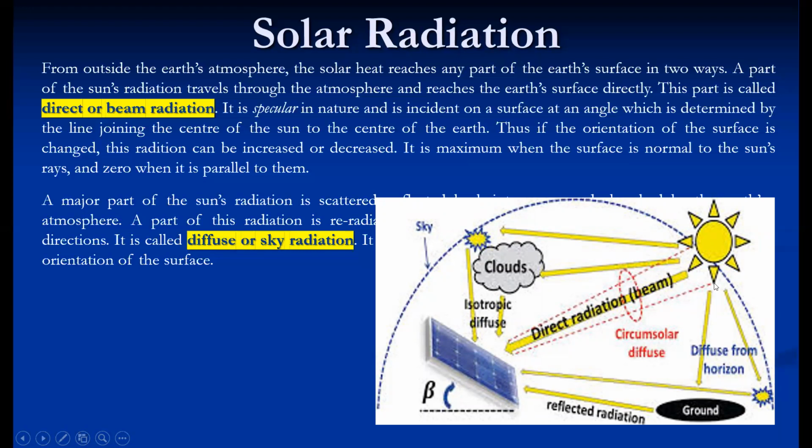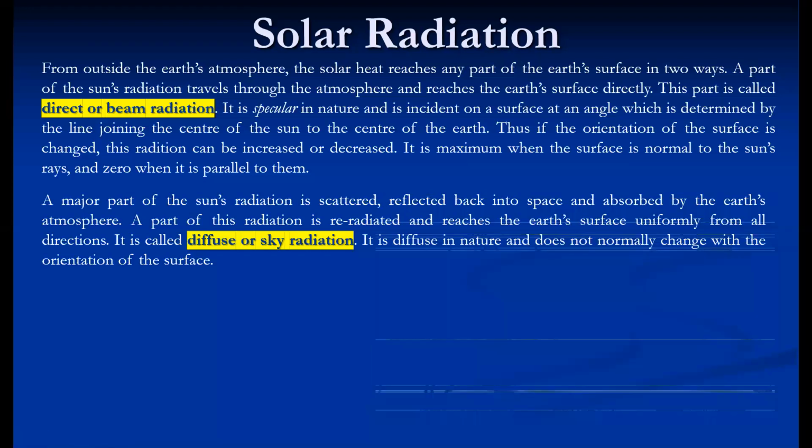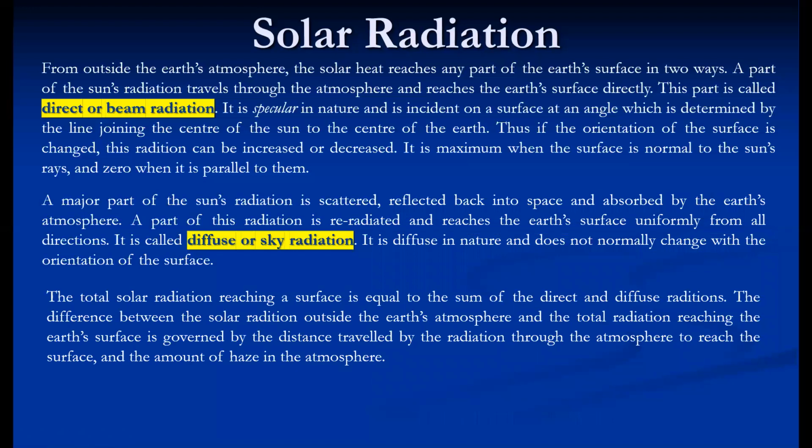It may be horizontal diffuse radiation, circumsolar diffuse radiation, isotropic diffuse radiation, or reflected diffuse radiation. All these components are diffuse radiation, and that is also called sky radiation because this radiation is uniformly distributed from the sky. It does not come directly from the sun's surface. So these are the two components of the radiation. The total solar radiation reaching a surface is equal to the sum of direct and diffuse radiations.